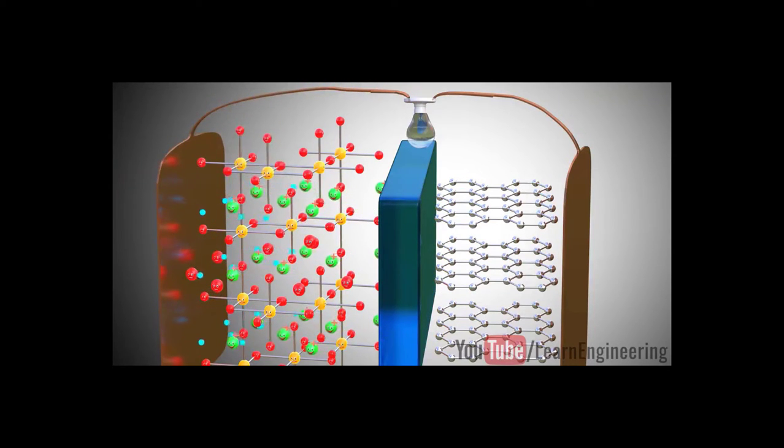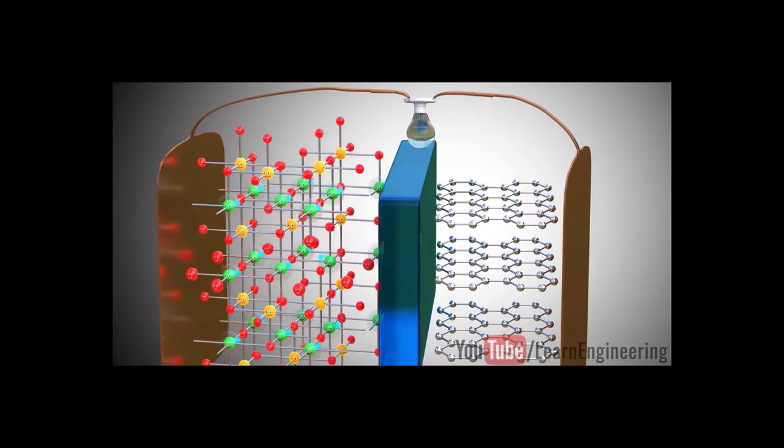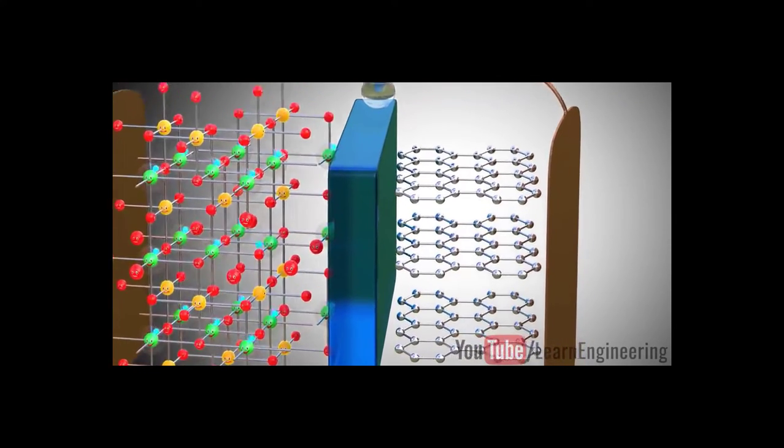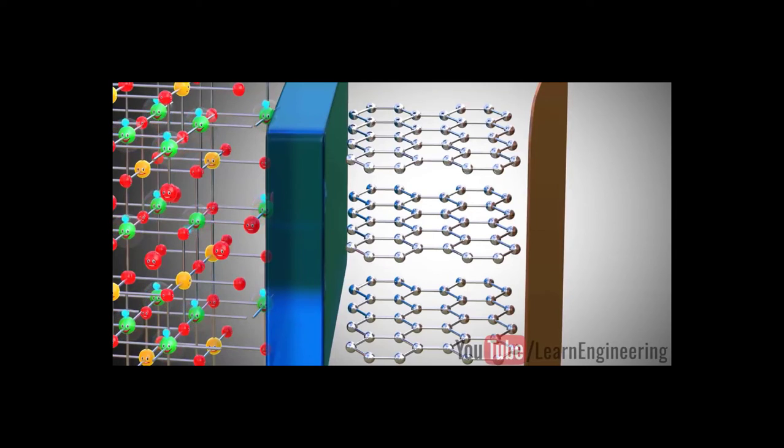Please note that the graphite does not have a role in the chemical reaction of the lithium-ion cells. Graphite is just a storage medium for lithium ions.